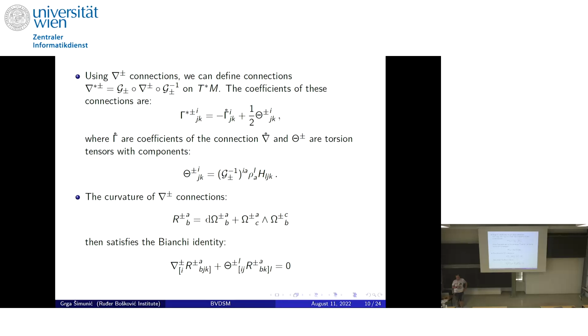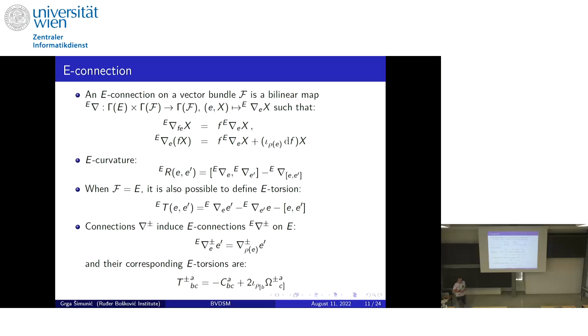Okay. Now, it turns out that this curvature is not really very interesting, but there are some other things that are quite more useful when it comes to the BV. So the first thing that we will need is the notion of E-connection. So in general, when we have a Lie algebroid E over some manifold and some arbitrary vector bundle, this curly F, over the same base manifold, we can define an E-connection as a bilinear map taking a section of E and F and giving a section of F.